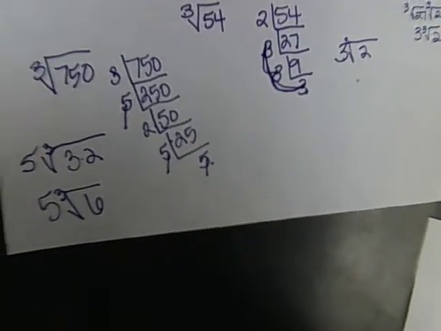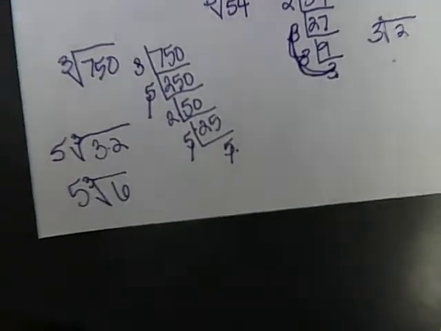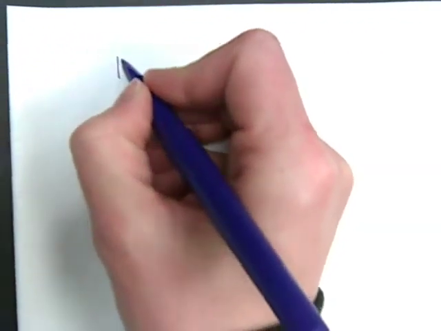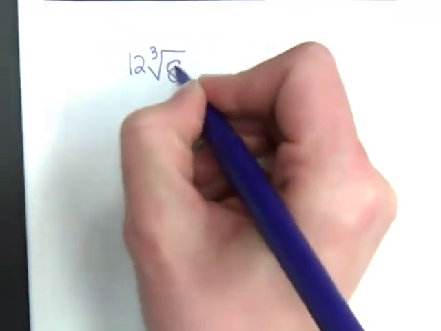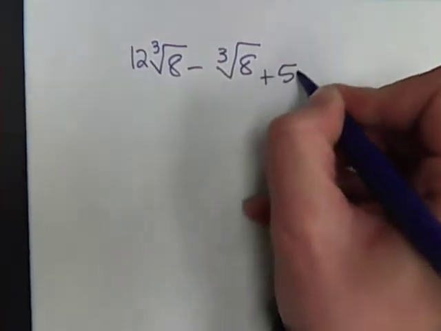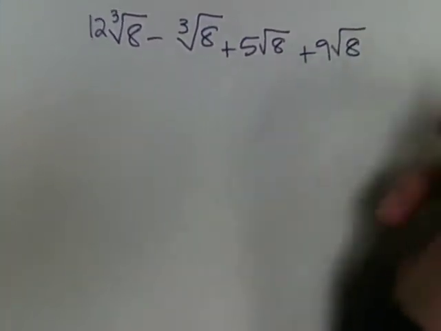Okay? All right, now let's switch gears. I'm turning the page to look at page 288. Now we're working with addition and subtraction. So where before I could just multiply and then find the radical using tree method, I can't do that now. I have to have like radicals. And the first one is fairly easy. They give us 12 cube root of 8 minus cube root of 8 plus 5 square root of 8 plus 9 square root of 8.